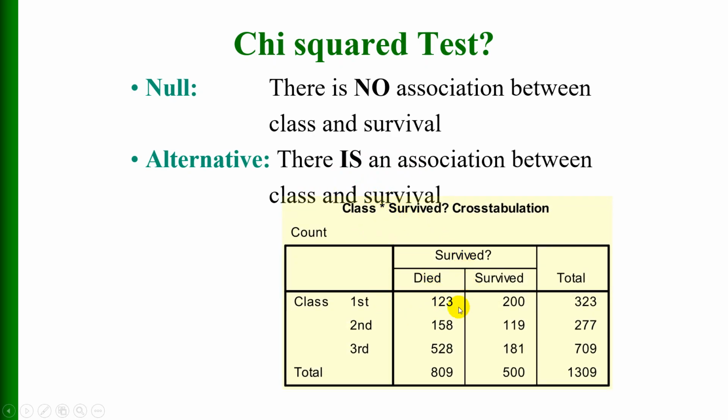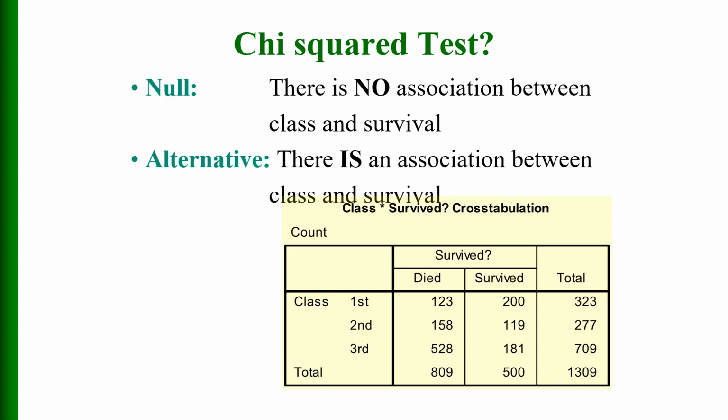And here is the class by survived cross tabulation from SPSS. So there are three classes, first, second, third, and survival, died or survived. So these are the frequencies. The total number of those who died is 809, and those who survived are 500. So the total number of passengers was 1309, and this is the total number of passengers in first class, in second class, and in third class.